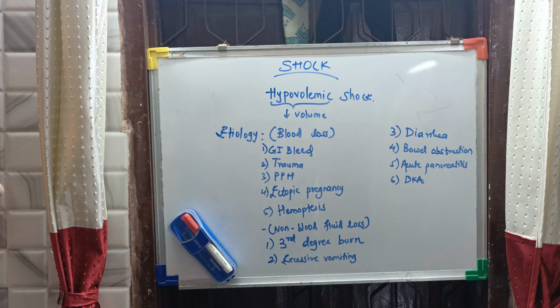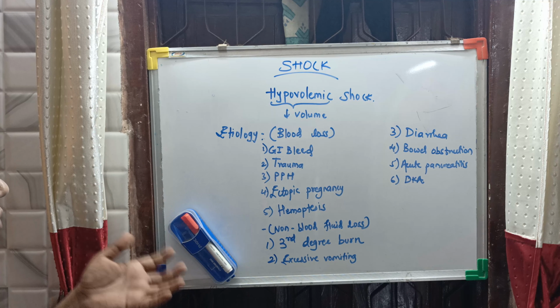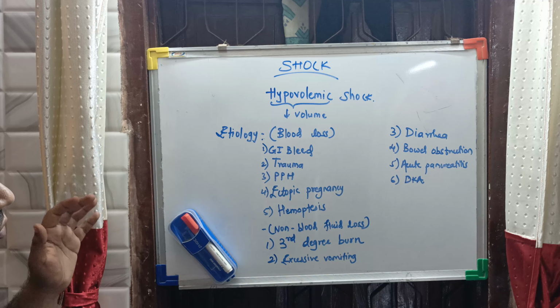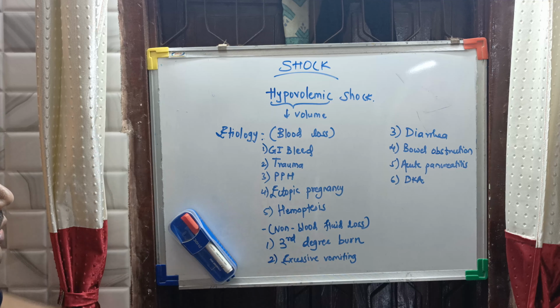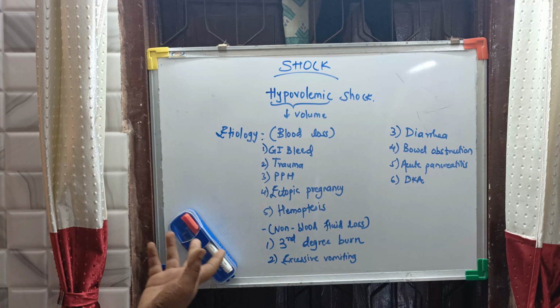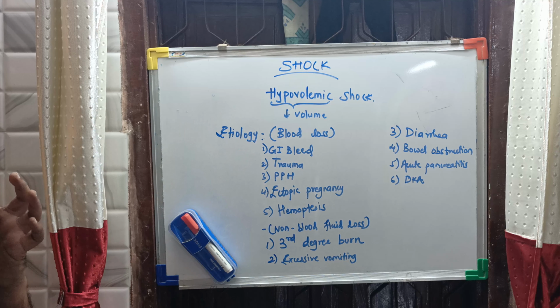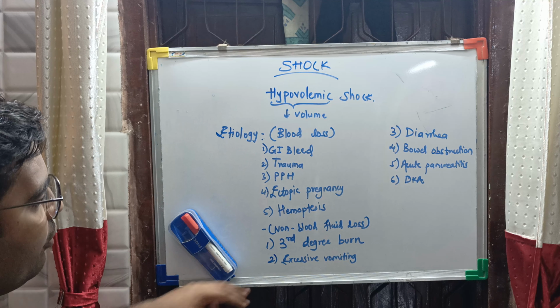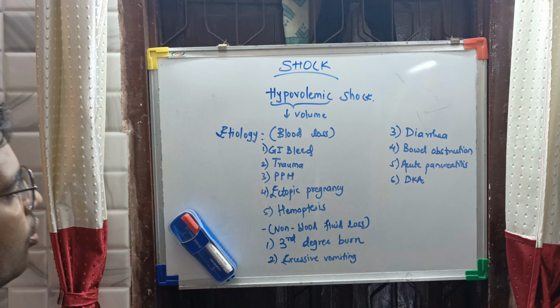Ectopic pregnancy means pregnancy takes place other than in the uterus, in any part of the female reproductive system, which may be the infundibulum or the fallopian tubes. Hemoptysis. Hemoptysis is the coughing of blood. If we cough up a large amount of blood, there is blood loss, which leads to hypovolemic shock. Now we will focus on the non-blood fluid loss.